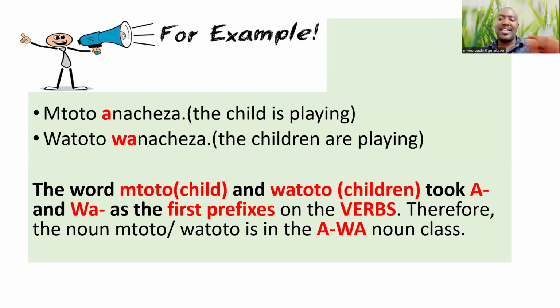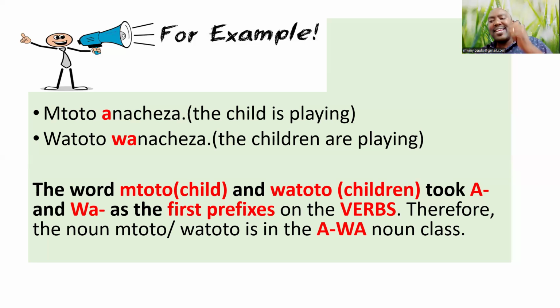Kindly take note of the prefixes that I've indicated in bold red. The word mtoto, that's a child, and watoto, children, took a and wa as the first prefixes on the verbs. Let me take you back to the sentences that we had. Mtoto anacheza. That's the first prefix on the verb. The verb is play, cheza. So the first prefix is a. In plural it is wa. Watoto wa.